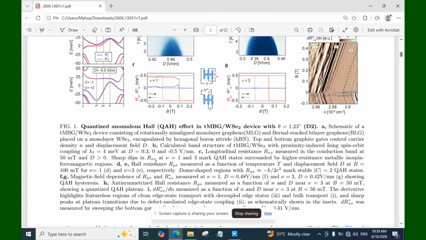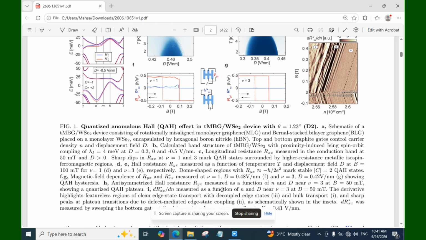Panels D and E illustrate Hall resistance Rxy measured as a function of temperature T and displacement field D at B equal to 100 millitesla for nu equal to 1 and nu equal to 3, respectively. You see dome-shaped regions in which Rxy is almost equal to minus h divided by 2e squared, marking stable quantized anomalous Hall states with Chern number C equal to 2. The next panel shows the magnetic field dependence of Rxy and Rxx, measured at nu equal to 1, D equal to 0.48 volts per nanometer, and nu equal to 3, D equal to 0.42 volts per nanometer, showing QAH hysteresis.